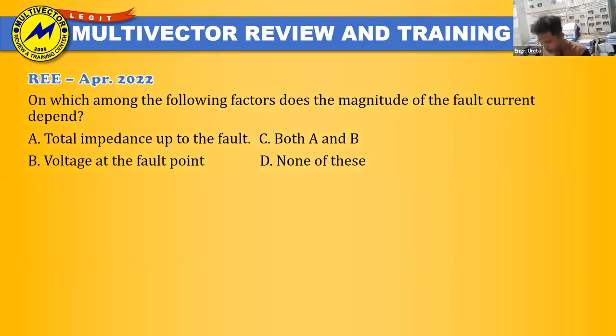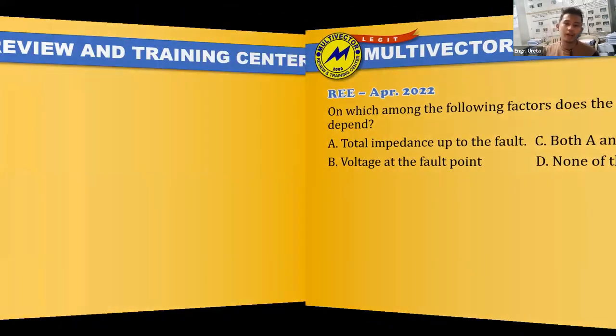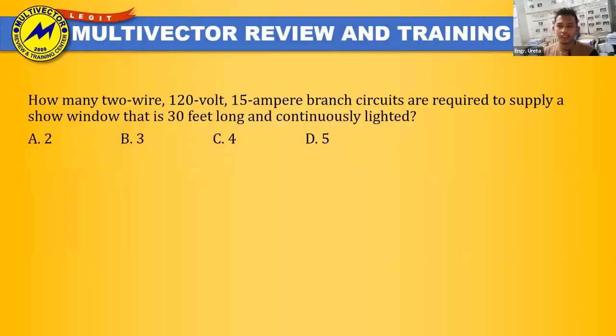Next, problem number 84. How many two-wire, 120 volt, 15 ampere branch circuits are required to supply a show window that is 30 feet long and continuously lighted? Okay, so dito, according kay PEC, for a show window, it requires one receptacle per 12 inches.